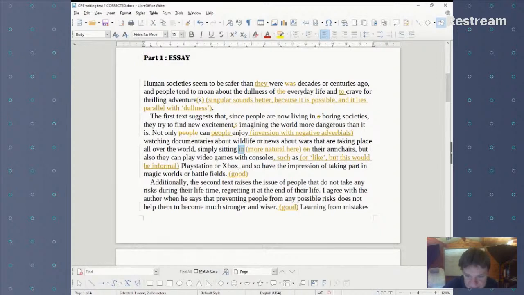So simply sitting in their armchairs, but also they can play video games and consoles, comma, such as. Use such as to mean, for example, in these academic essays, and avoid like, which does mean, for example, but it's much more informal. And so I wouldn't put it in an academic essay. Certainly don't include it in academic essays. Use such as in preference to like. So such as PlayStation or Xbox, and so have the impression of taking part in magic worlds or battlefields. That's a great sentence. I liked it.